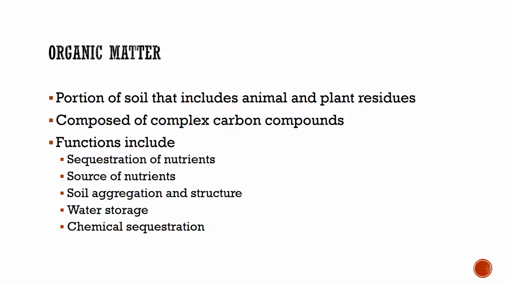So what's it composed of? It's composed of carbon compounds, but they're very complex. So what are the functions of organic matter? The first really thing we look at is the sequestration of nutrients. So kind of lining those nutrients up that we just talked about in terms of importance and how it's being used. It's a huge source of nutrients as well.